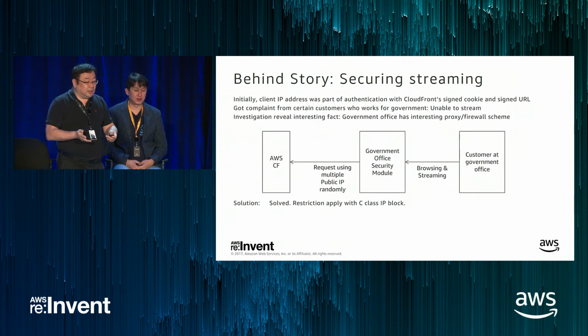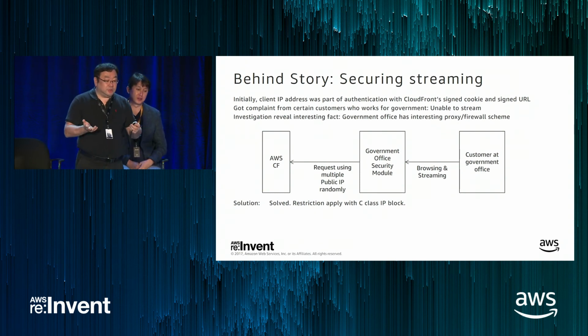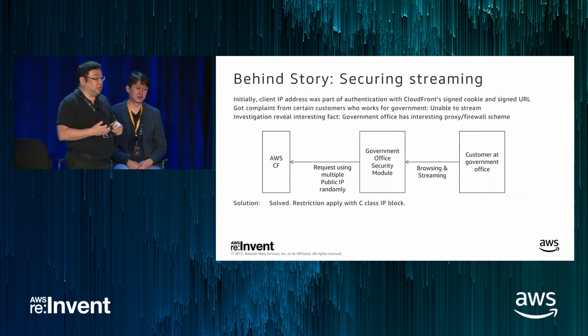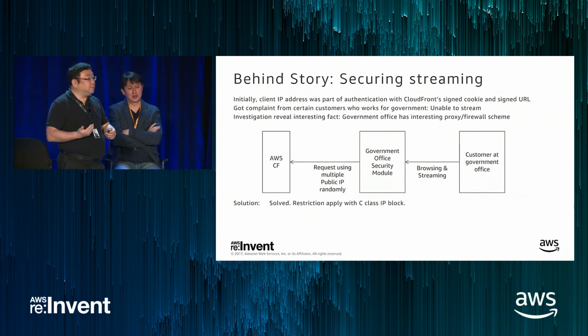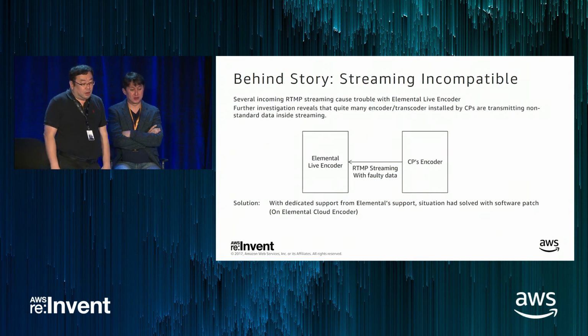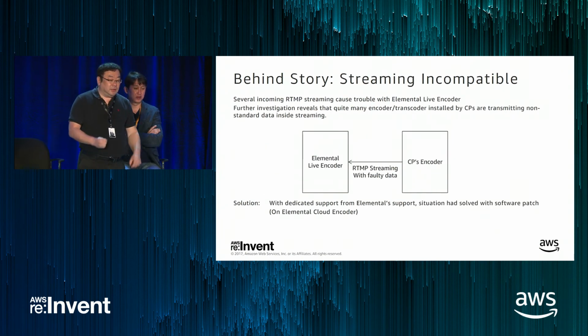So because of doing that, we had to change the restriction to the C-class at the moment. So now we are not fully controlling IP, but we're controlling the C-class. Streaming incompatibility is a very interesting thing.